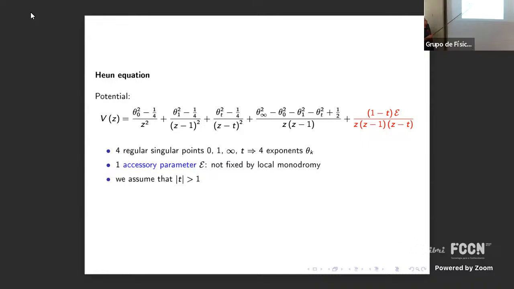Now we add one more Fuchsian singularity to this story. A consequence is that in our potential we have one extra term with a parameter epsilon that does not influence the local behavior of the solution. This is called the accessory parameter, the counterpart of the energy in Mathieu. The counterpart of the coupling in the Mathieu equation is the position of this fourth singularity that we have added. For convenience, we will assume that the singularity lies outside the unit circle.